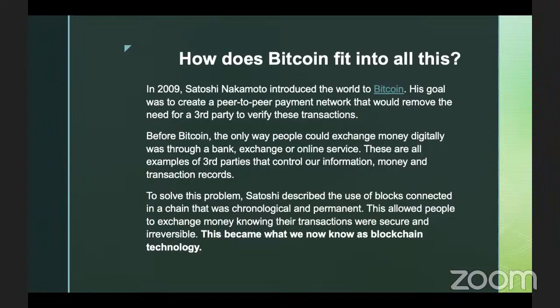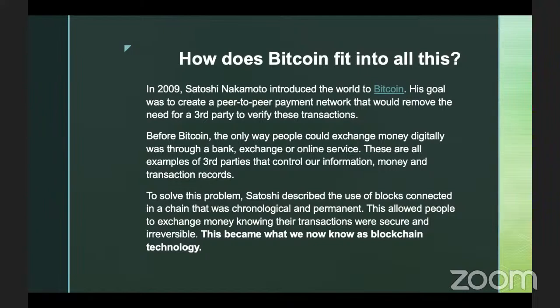This kind of misconception comes in because blockchain technology was first used in Bitcoin. Let's see some history. In 2019, a person named Satoshi Nakamoto introduced Bitcoin to the world. His goal was to create a peer-to-peer payment network that would remove the need for a third party to verify transactions. In a cryptocurrency like Bitcoin, there is no bank and nobody there to monitor your transaction. So that is what Bitcoin is.